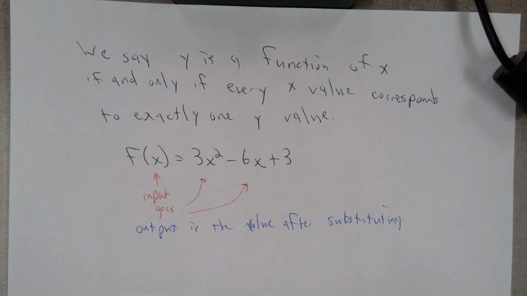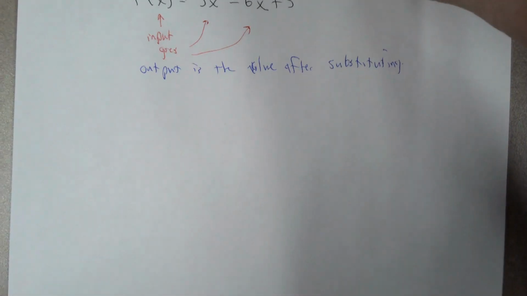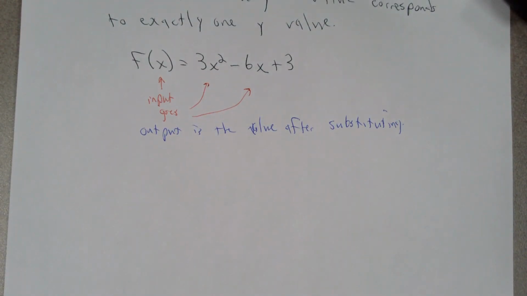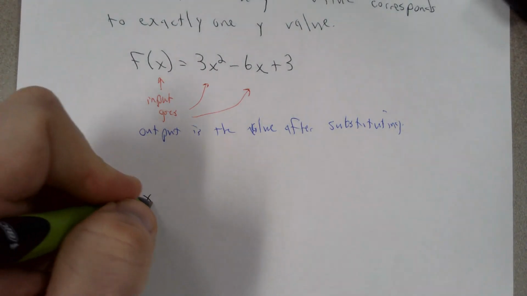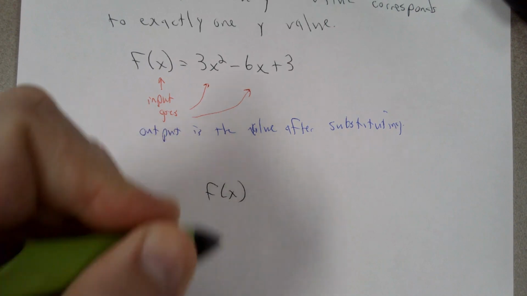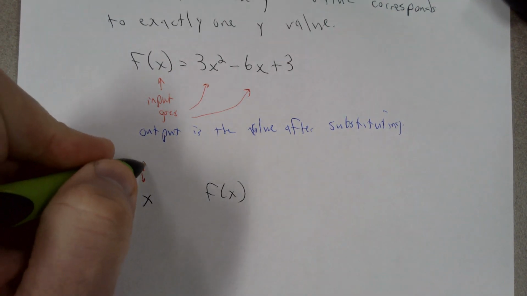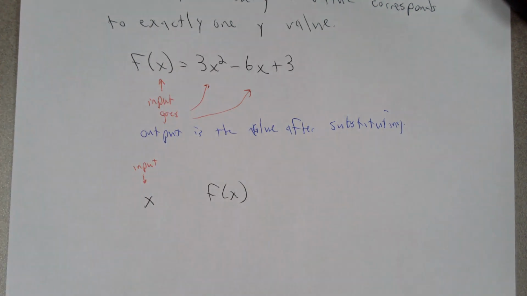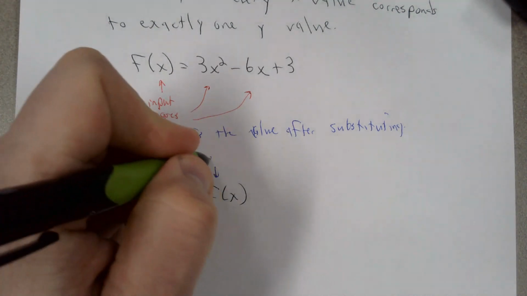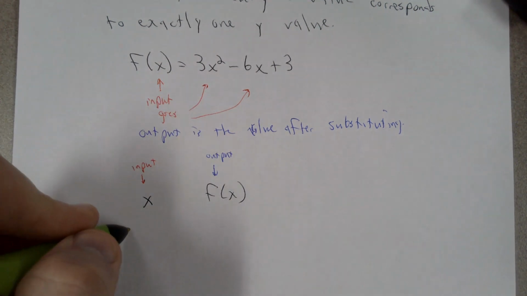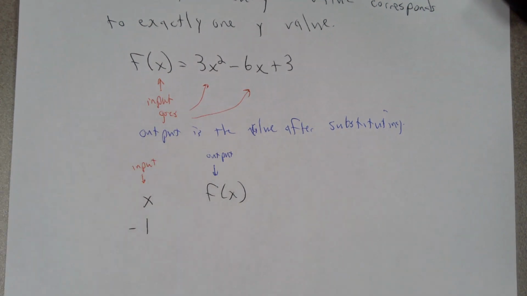I want to graph this function, and the way I'm going to do that is just make a few ordered pairs and then try to connect them with a smooth line. So here again is my input. And then when I do the calculation, I'll get my output. So let's say we want to find what this is for -1.